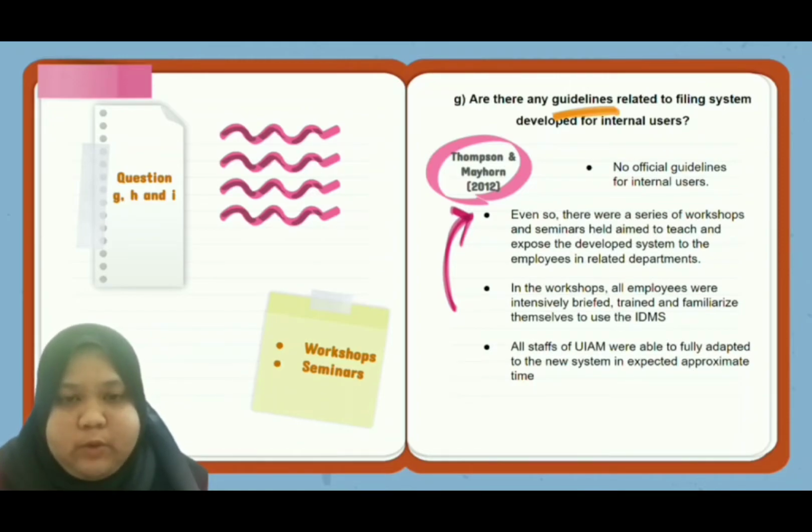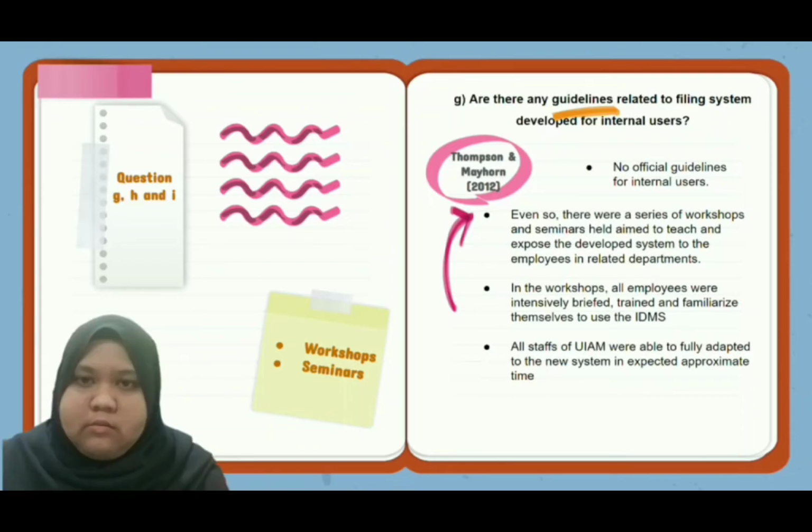I will continue the presentation with questions G, H, and I. First, let's start with question G. Are there any guidelines related to the filing system developed for internal users? According to the interviewee, there are no official guidelines for internal users.